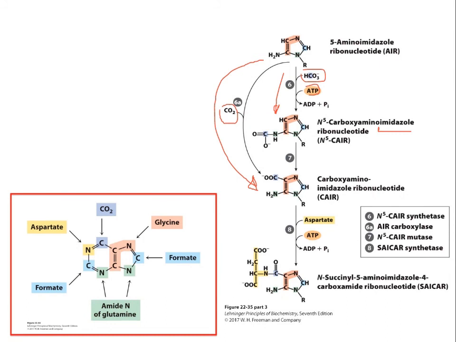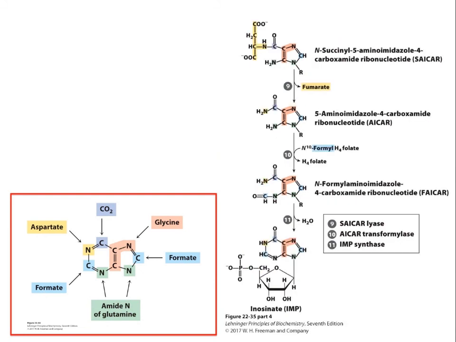So CAIR, by enzyme 8, which is SAICAR synthetase, will give N-succinyl-5-aminoimidazole-4-carboxamide ribonucleotide. And this is its abbreviation. Okay. This one, by enzyme 9, SAICAR lyase. So this is a cleavage. Fumarate will go out, and then we will have the 5-aminoimidazole-4-carboxamide ribonucleotide.